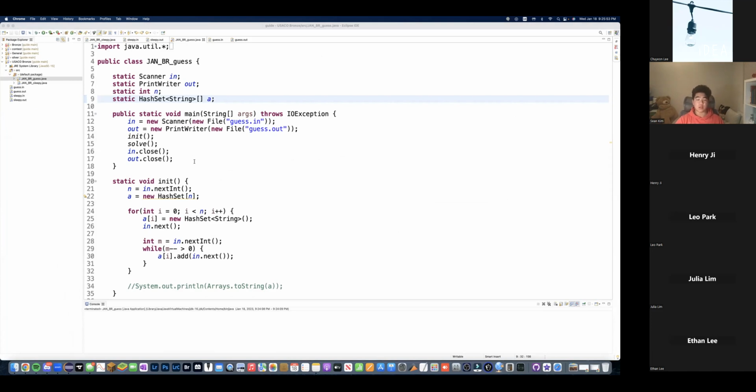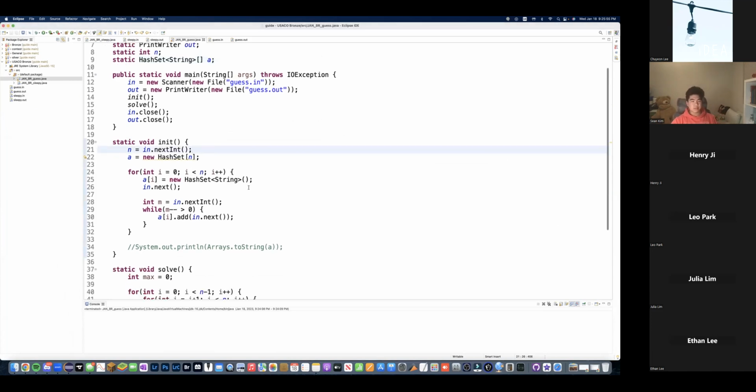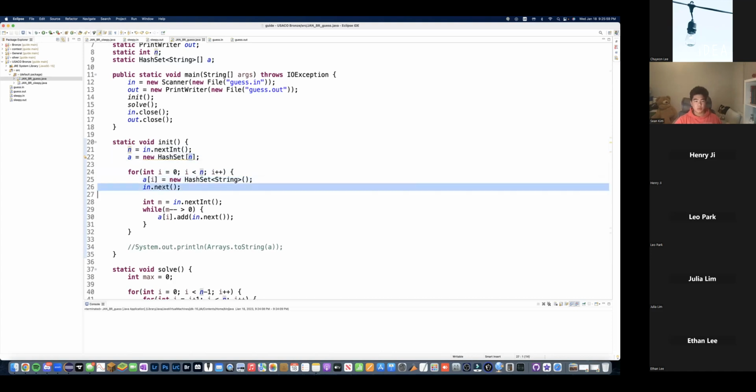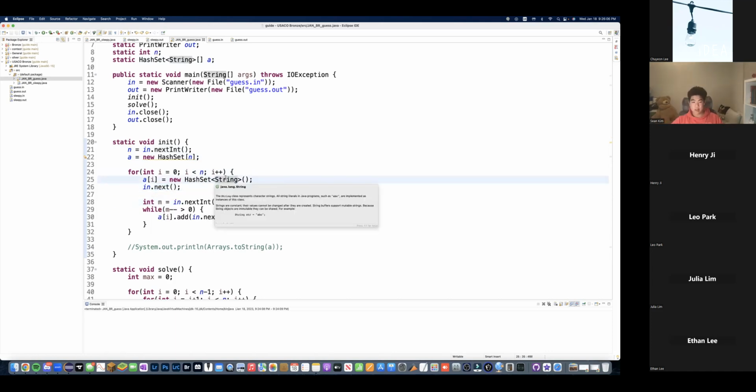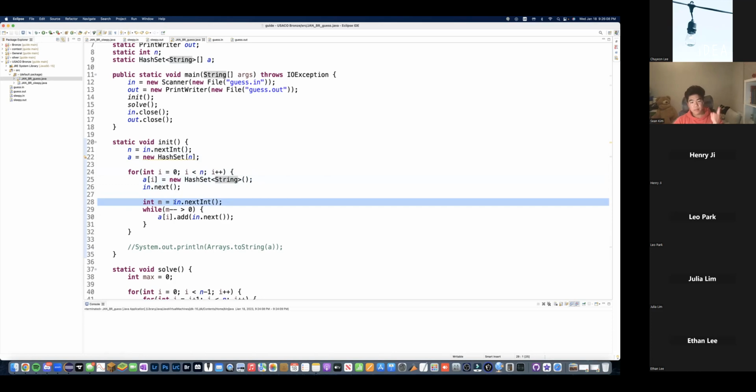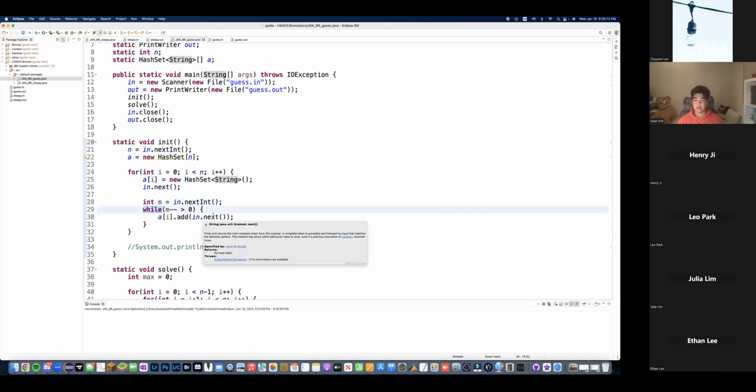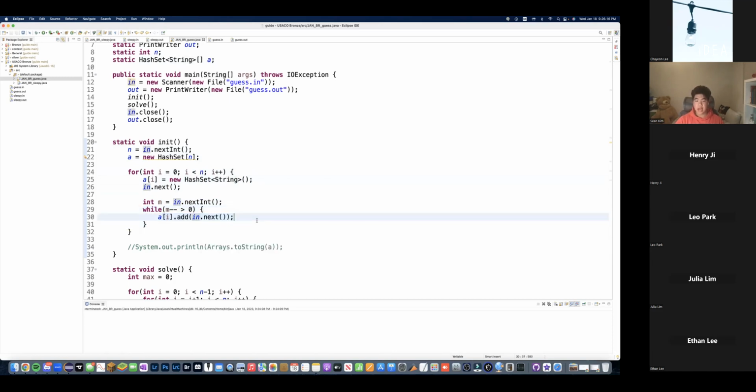So knowing that, we initialize it. We make hash set n, we use next, and we make sure we use next and not nextLine. So we skip the name, we make m the number of characteristics, and while m-- is greater than 0, we continue to add a characteristic. And once it runs out, bam.